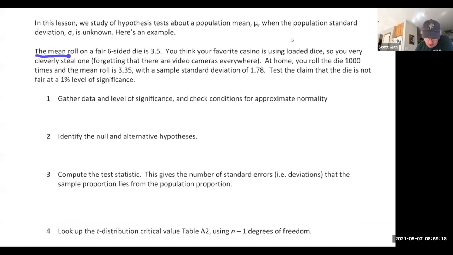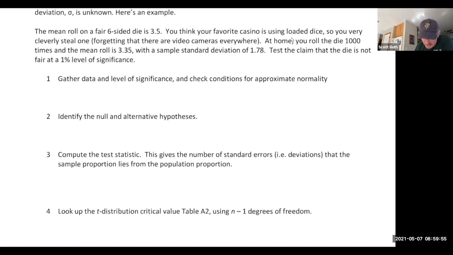It says the mean roll on a fair six-sided die is 3.5. That is true. You think your favorite casino is using loaded dice. So you very cleverly steal one, forgetting there are video cameras everywhere. At home, you roll the die 1,000 times, and the mean roll is 3.35, which seems a little low, but I don't know if it's significantly low. It could just be a random thing, with a sample standard deviation of 1.78. Test the claim that the die is not fair at a 1% level of significance. Okay, now again, you notice that sample standard deviation here. Are there any questions?